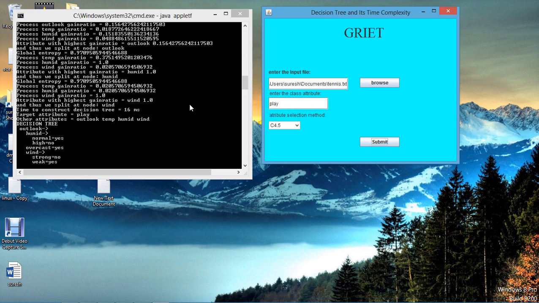Basically, we have another algorithm, CART, which deals with continuous ranges of values. We are going to discuss it and show it in our future main project.